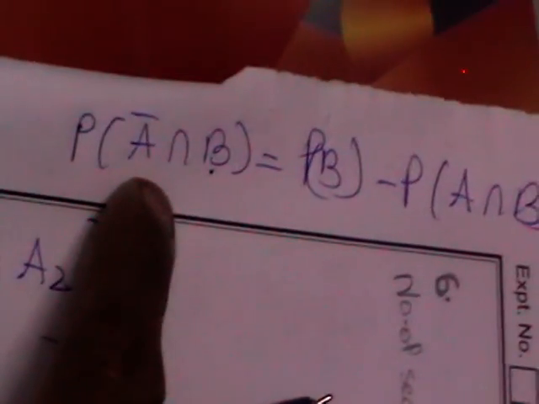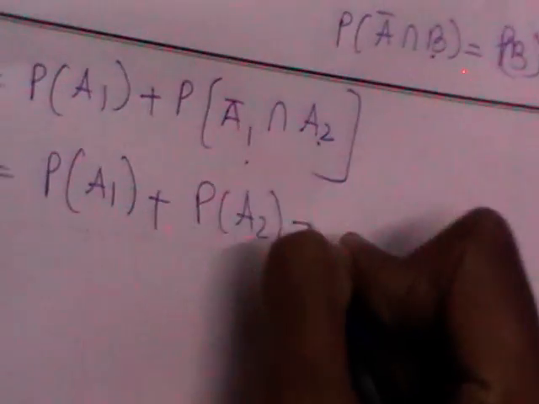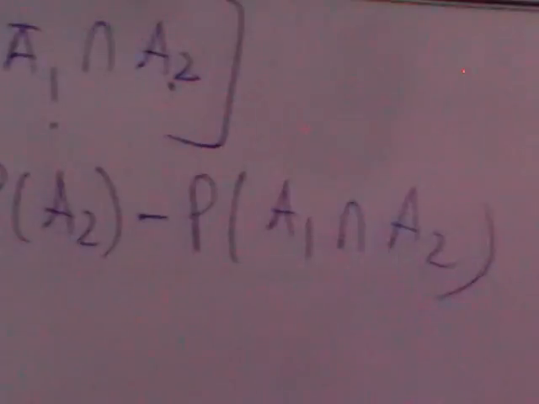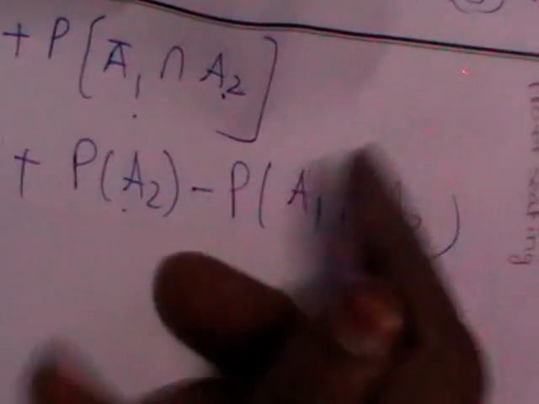We did theorem number 1, I think just in the previous class. P of A bar intersection B is, without bar, P of B minus P of A intersection B. Here you don't have bar for A2, so you will get P of A2 minus P of A1 intersection A2. So you got P of A1 union A2 is equal to P of A1 plus P of A2 minus P of A1 intersection A2.